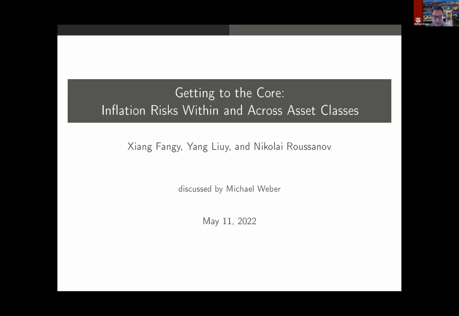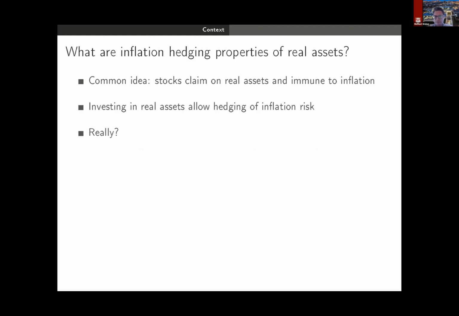So for the discussion today, I want to put it a little bit in the broader context of the literature, and then make a couple of suggestions for future follow-up work that I think could be interesting to pursue. As Chris was already alluding to at the beginning, there's this conventional wisdom. You see it in MBA textbooks, we teach it, you read it in the Wall Street Journal, that stocks are claims to real assets, and therefore real stock returns should be immune to changes in nominal conditions. The question is, of course, is this really the case?